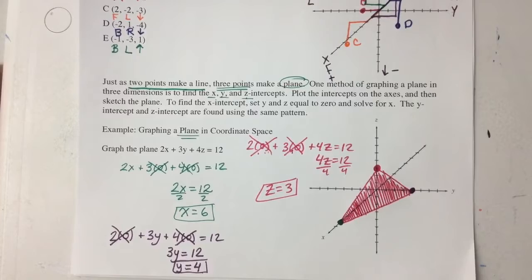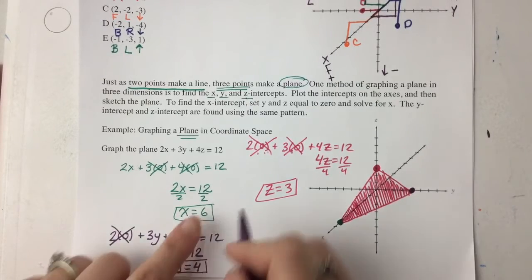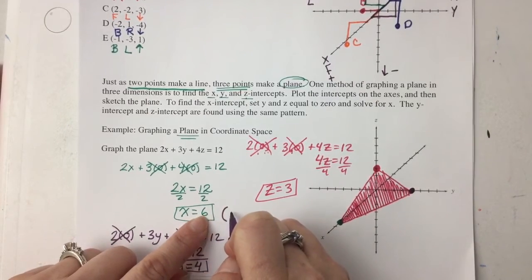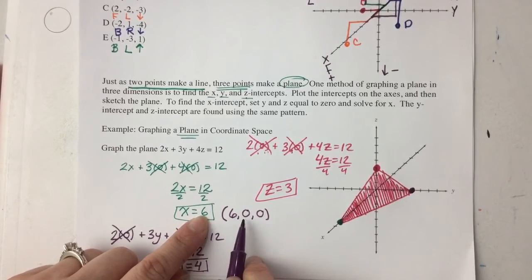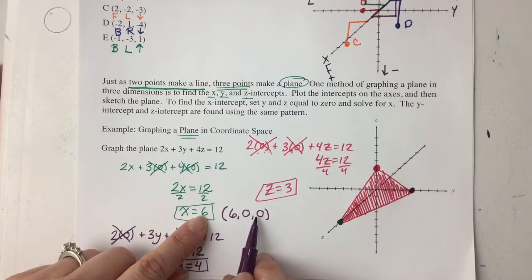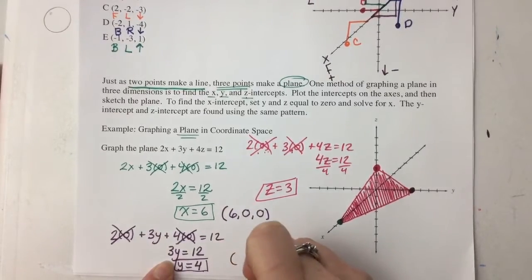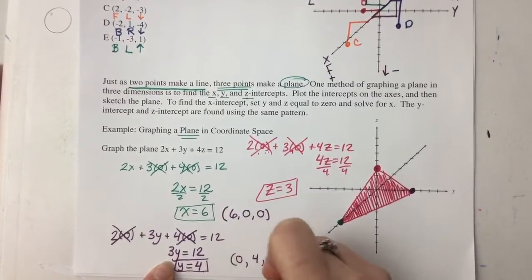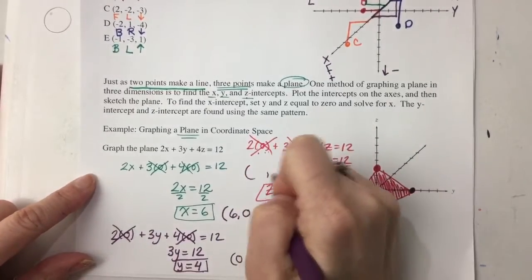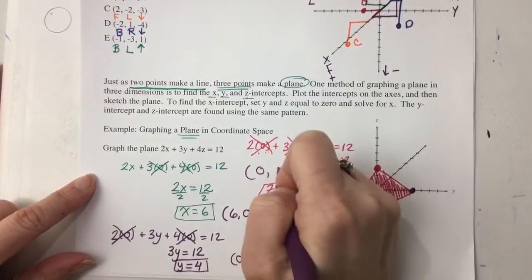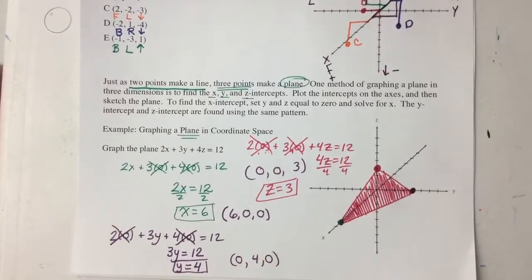If they ever asked you to show your intercepts as ordered triples, this is what it would look like. Your x-intercept is 6. You got that if you had y and z as zeros. Your y-intercept was 4 when x and z are zeros. Your z-intercept was 3. You got that when x and y were zeros.